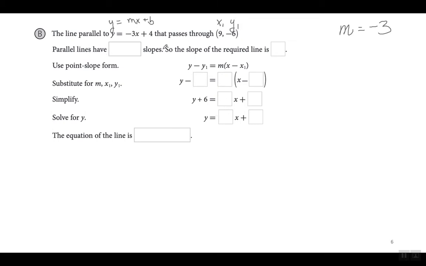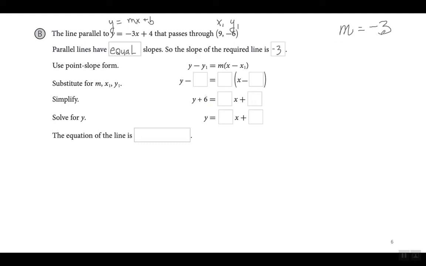Okay, now we got a little fill in the blank here. Parallel lines have blank slopes, equal slopes. So the slope of the required line is negative 3. Now use point slope form.